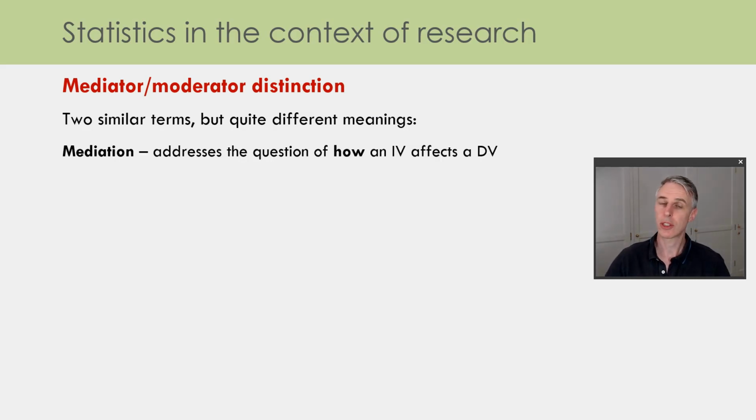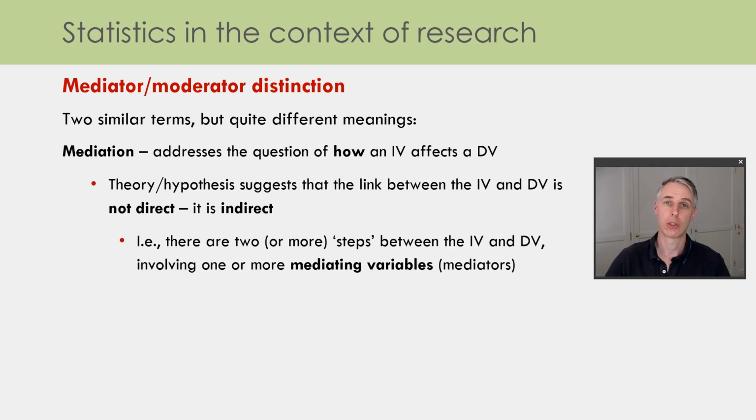As I pointed out last time, mediation can be thought of as addressing the question of how, or through what process or mechanism, one variable might affect another. So that's relevant where our theory and hypotheses suggest that the link between a predictor and an outcome variable is not direct but indirect. In other words, it has its influence via another variable or another set of variables. So there are two or more steps in causal terms between the predictor and the outcome variable via mediating variables.